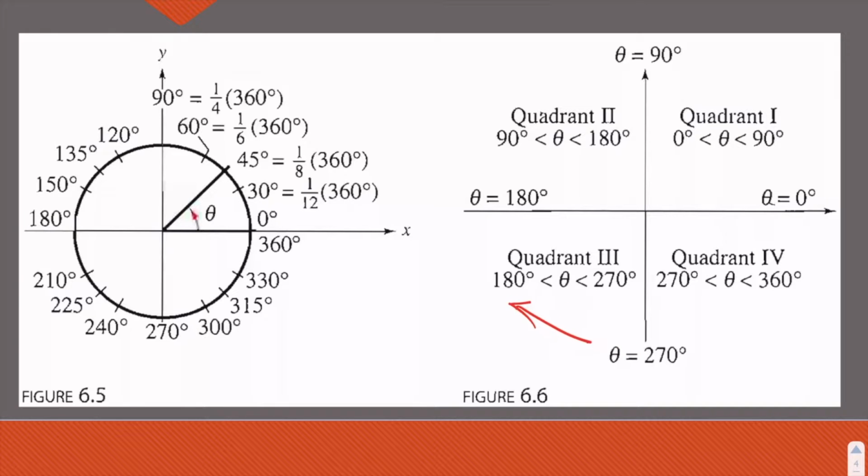Quadrant 3 has the angles 180 degrees to 270 degrees. And then quadrant 4 has angles all from 270 to 360 degrees.